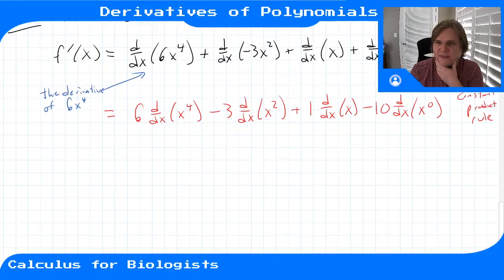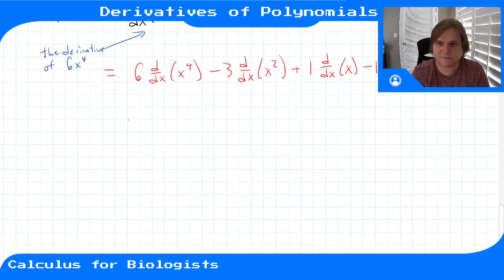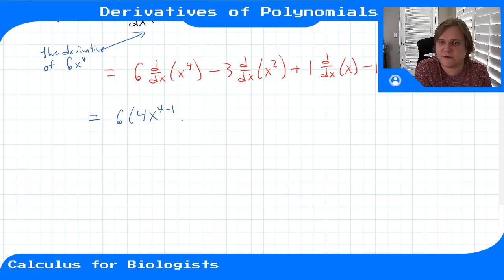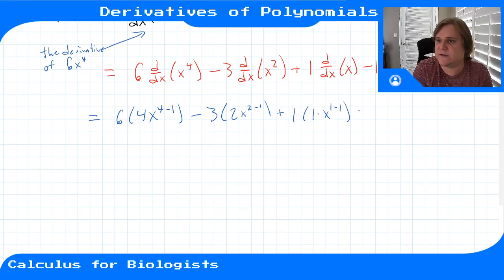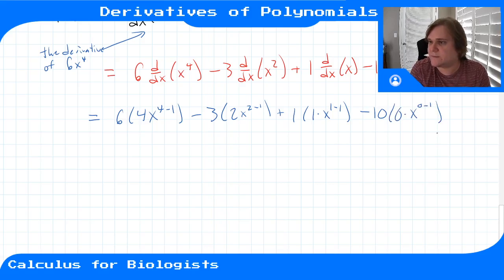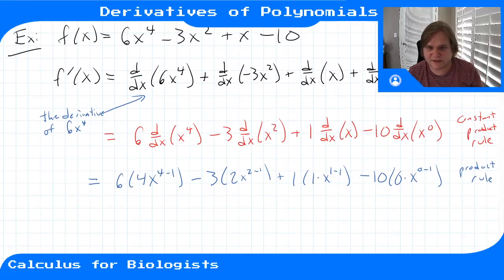And then finally, we'll apply the power rule. Then this gives us 6 times 4x to the 4 minus 1, minus 3 times 2 times x to the 2 minus 1, plus 1 times 1 times x to the 1 minus 1, minus 10 times 0 times x to the 0. So this is the power rule. Okay, great, so you can read that.